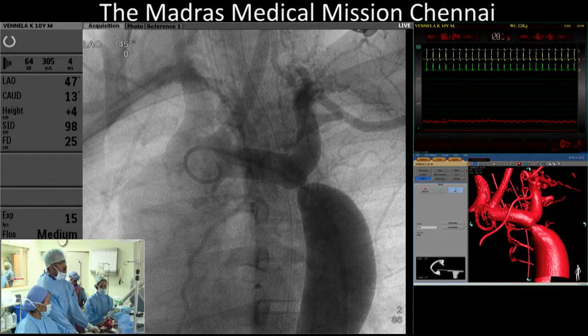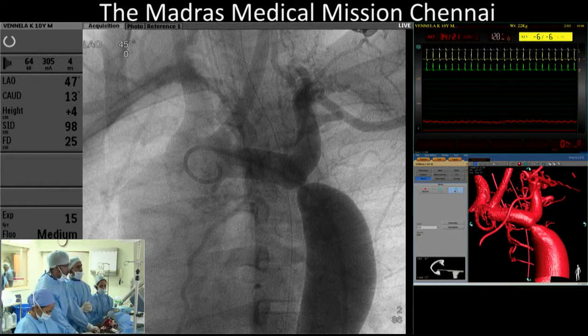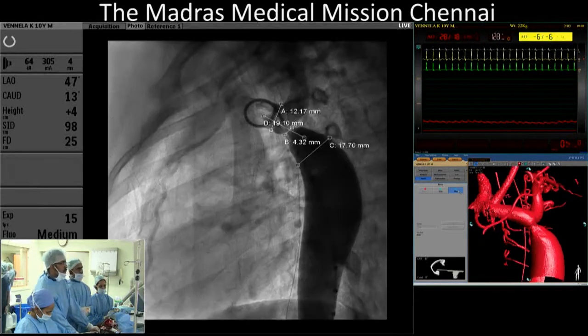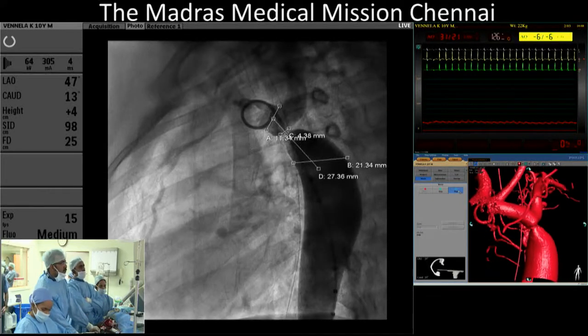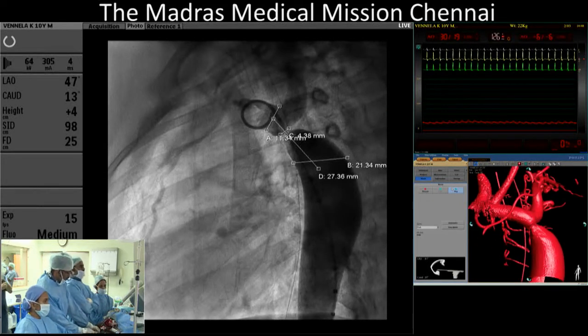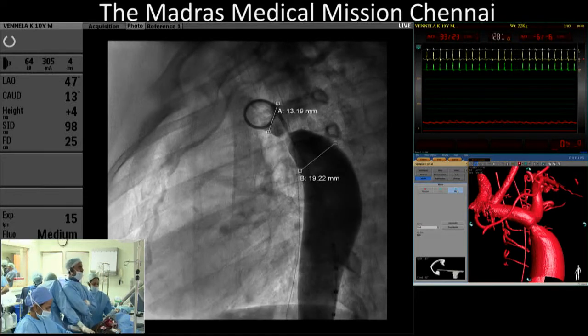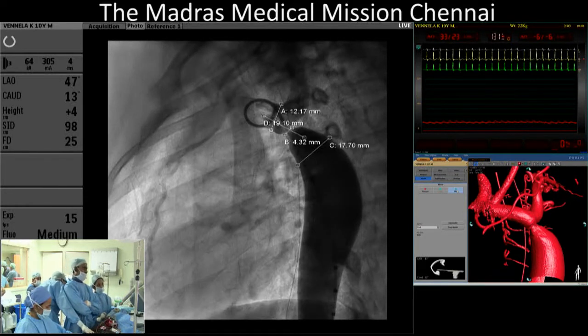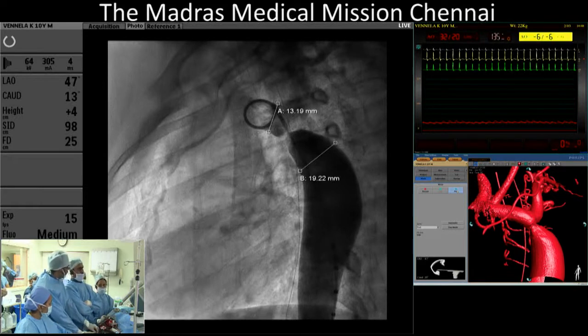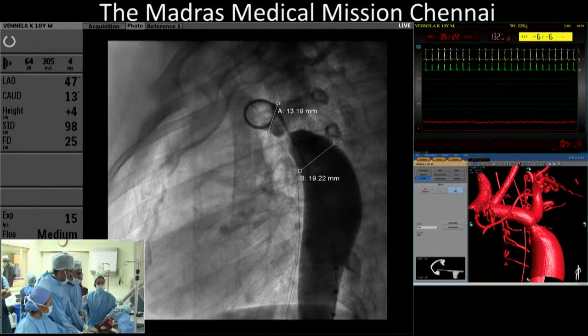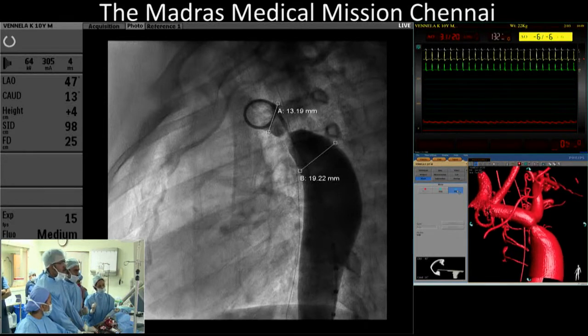Yes, we saw the pressure below the cord, of course. So then we did a roadmap. So these are the measurements. We had a distal transverse arch of around 12 to 13, and the coarctation was around 4. And the distal measurement was around 19.